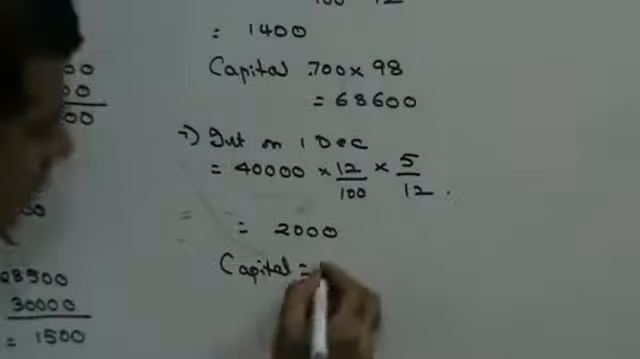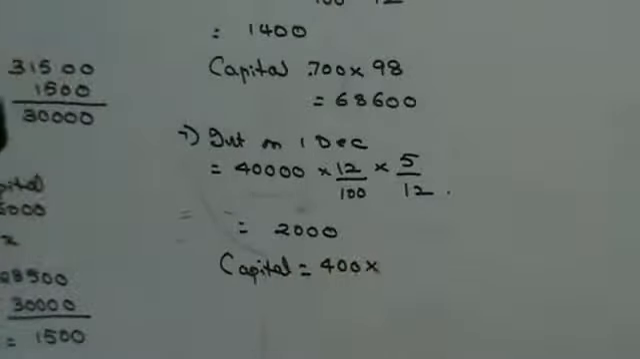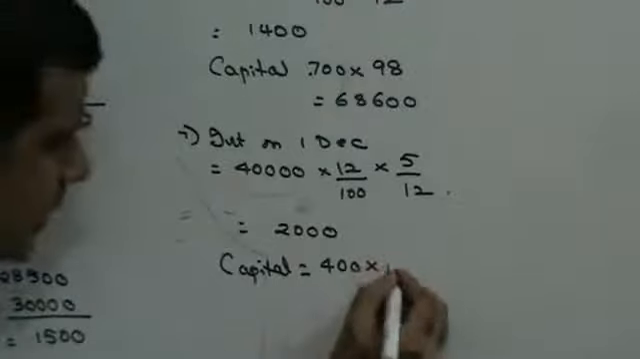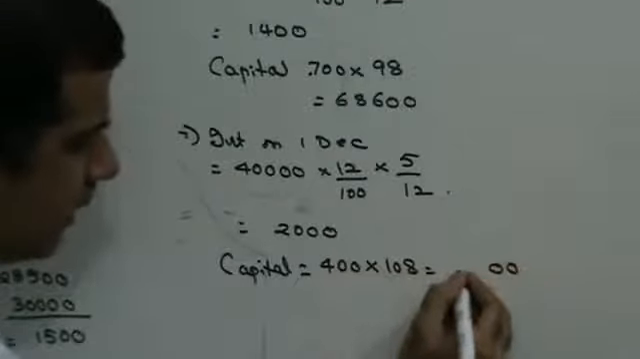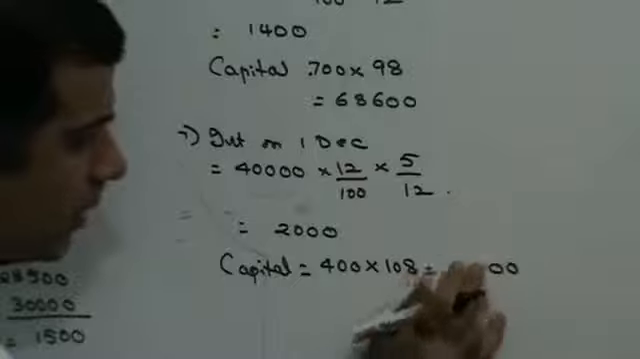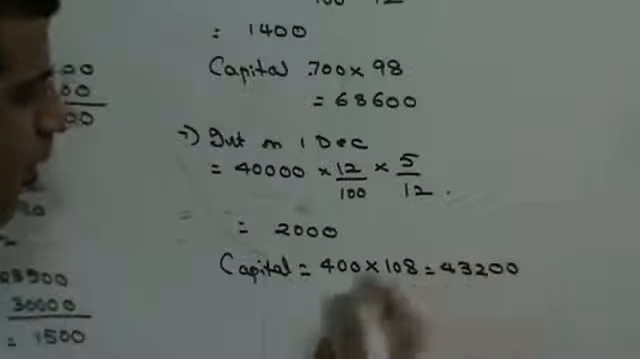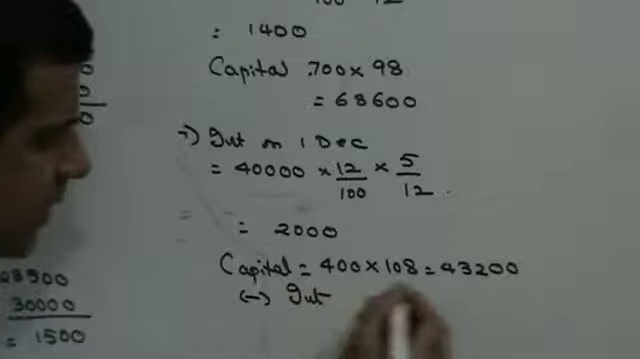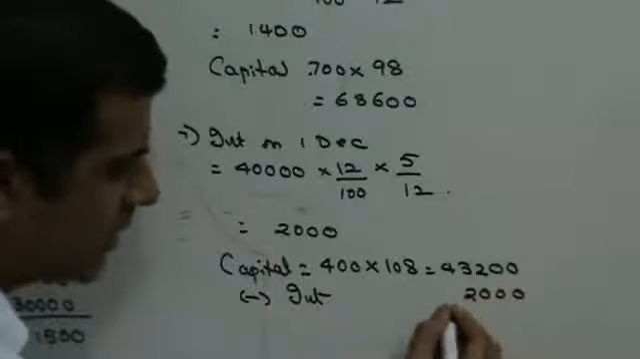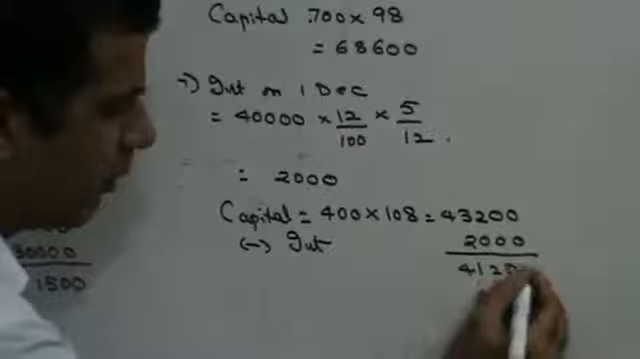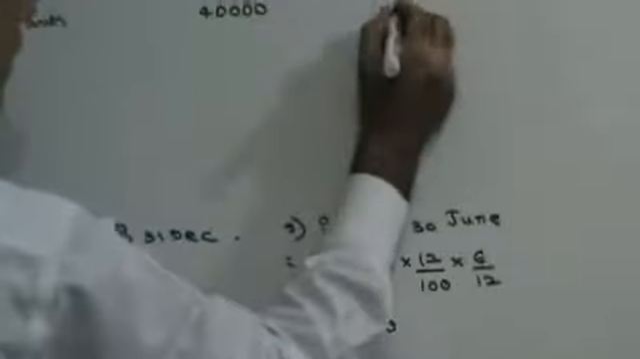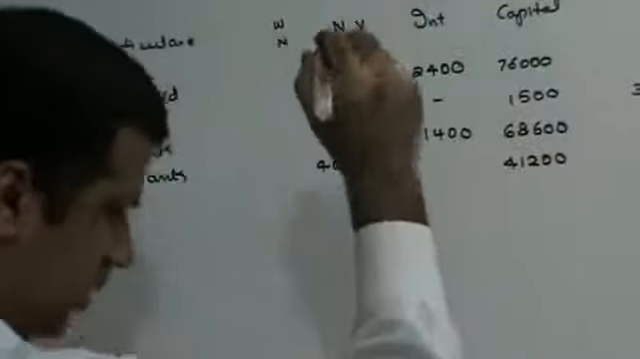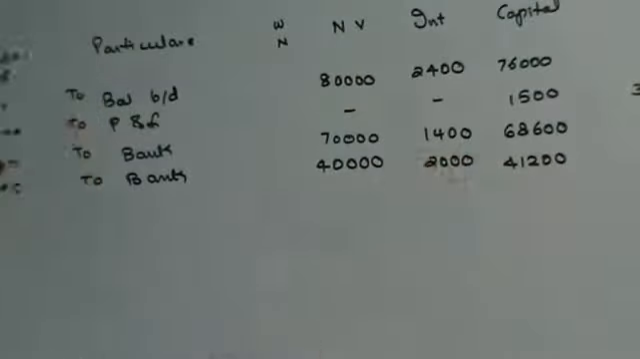Capital value 40,000. That means I have purchased 400 debentures at what price? At 108. Someone please give me that. 43,200. Right? Now since this is cum-interest, I will have to less the interest here. Cum-interest means I have to deduct interest. So this is going to be 41,200. Fine. Then this is going to be 41,200 and interest is 2,000. Right? Next, let's move on ahead.